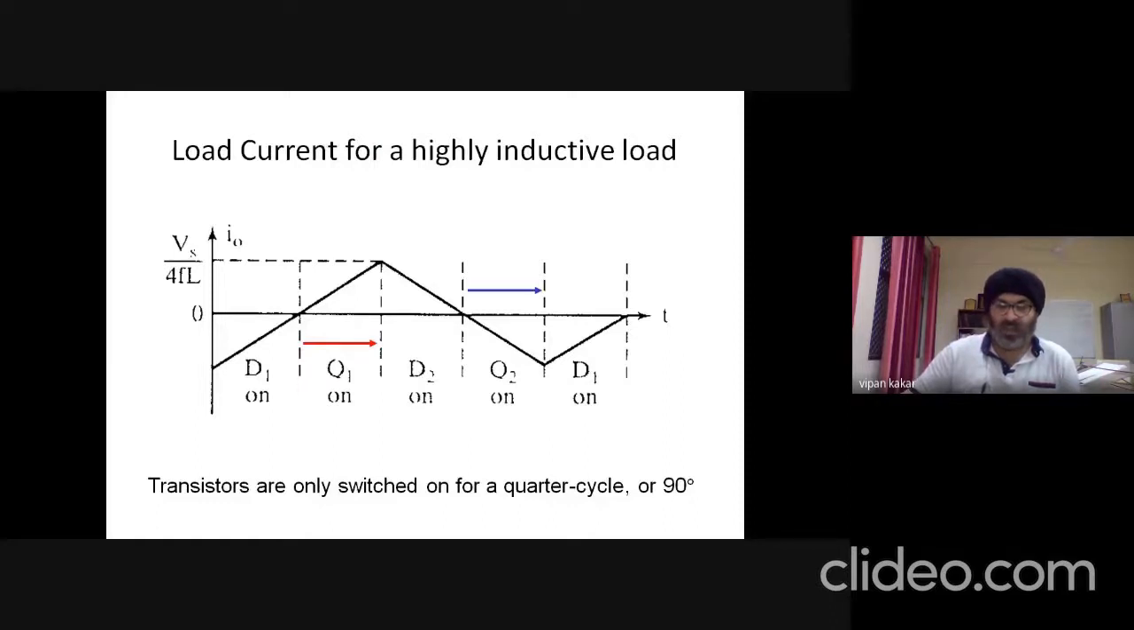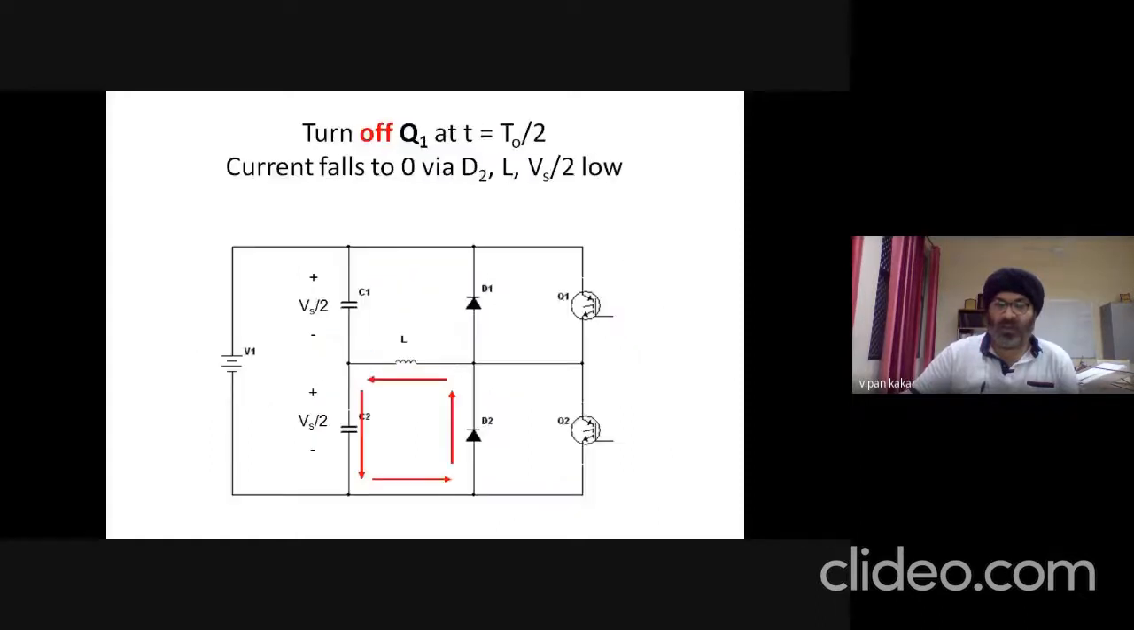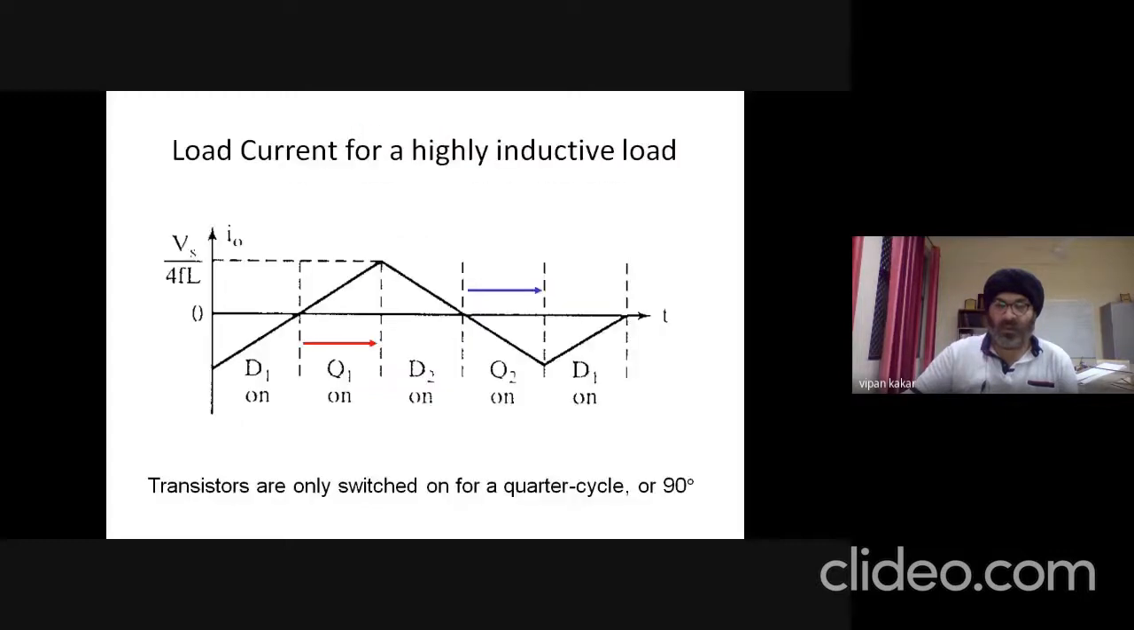D1 is on, here Q1 was on. And when Q1 was on, a ramping up of the inductor current will happen, as we saw. And when Q1 was turned off, through D2, the current starts to freewheel. This one, the current was freewheeling through D2. So we know during freewheeling, the current always decays or ramps down or falls. So the current starts to decay during freewheeling.